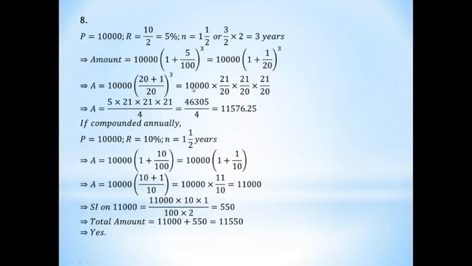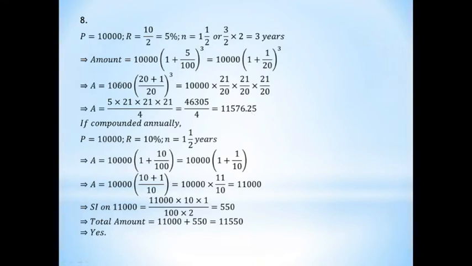Then we will have in the next step 10,000 into 21 by 20, 21 by 20, 21 by 20, since the power is 3 here. After simplifying that one, we will get 11,576.25.